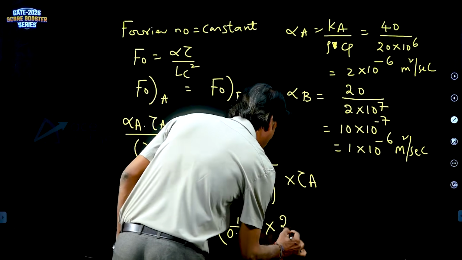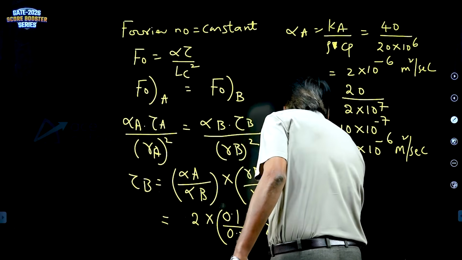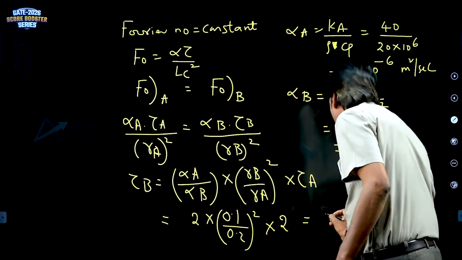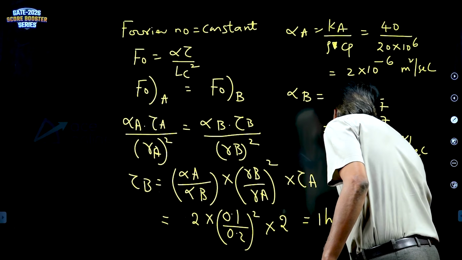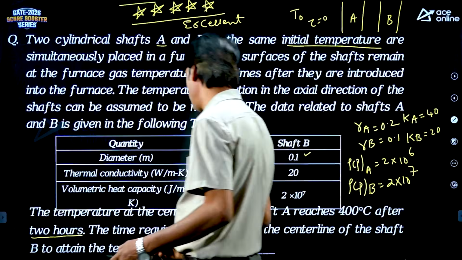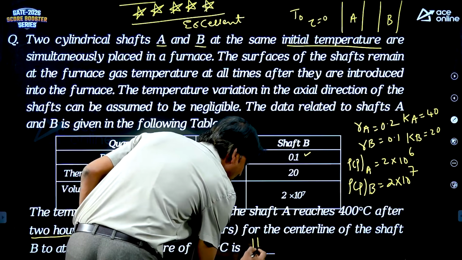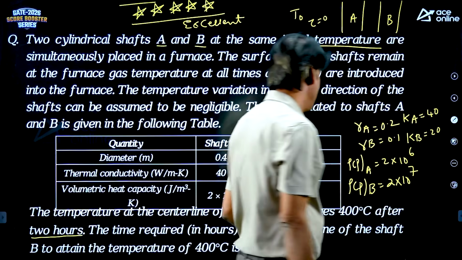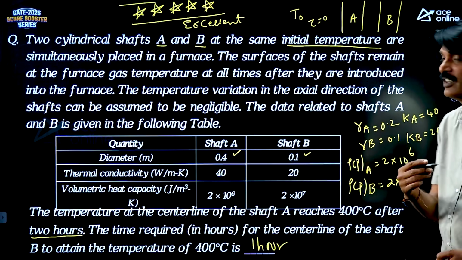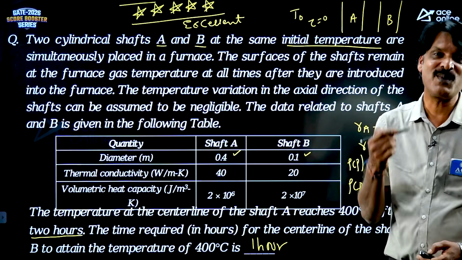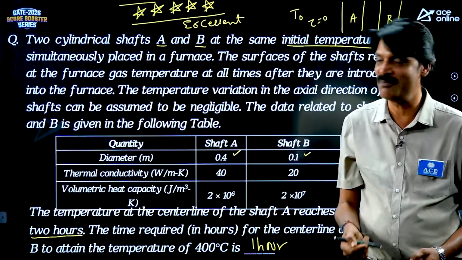So this value becomes 2 by 1 by 4 into 2, 4 by 1 hour. So your answer here is 1 hour. This is transient heat conduction. This is the beauty of the Fourier number.